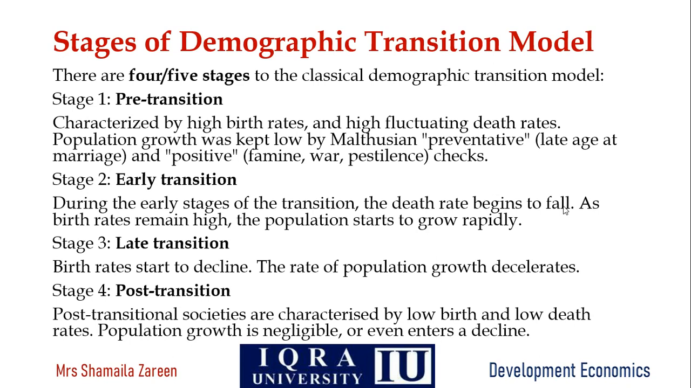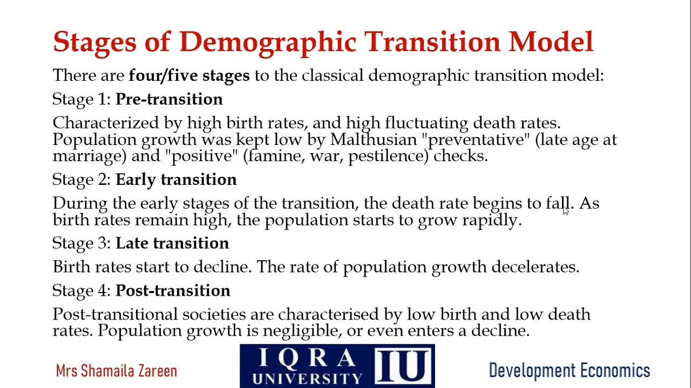Population growth was kept low by Malthusian preventative checks, late age at marriage, and positive checks, famine and war. And the second stage is showing early transition. During the early stages of the transition, the death rates begin to fall. As birth rates remain high, the population starts to grow rapidly.